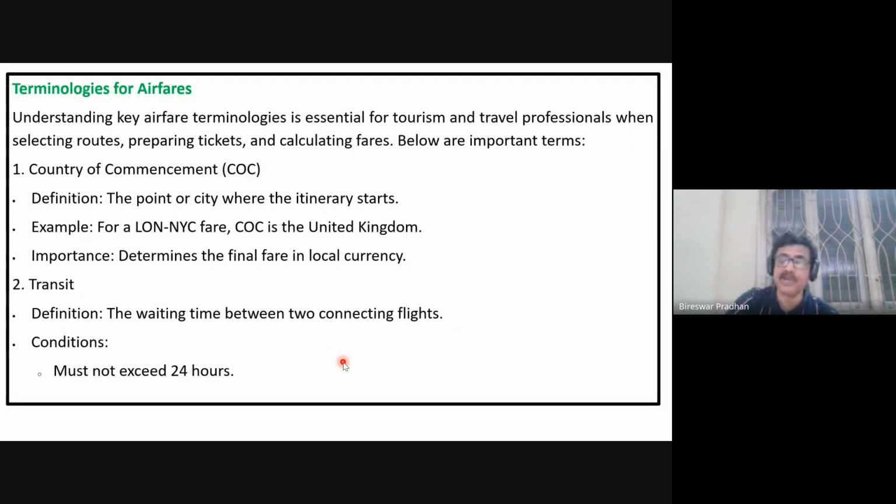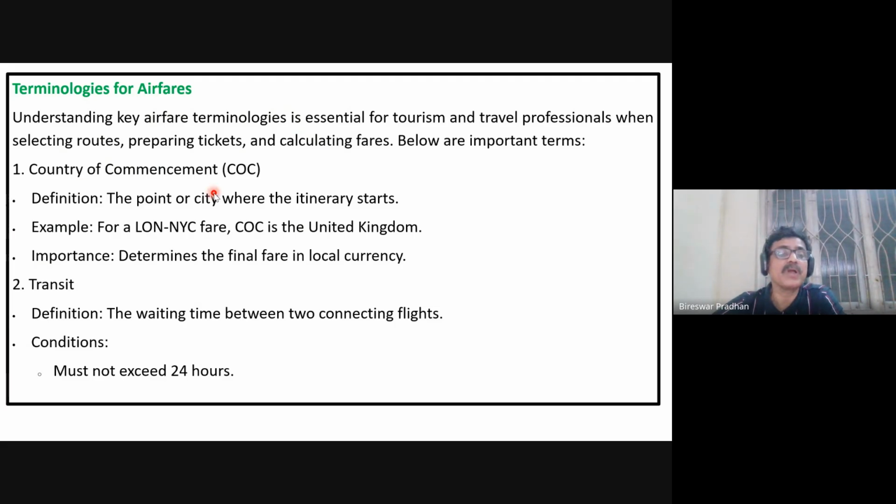Now, terminology for the fares. Understanding the key fare terminology is essential for the tourism and travel profession. That terminology is the guiding tool when selecting the routes, preparing the ticket, and calculating the fares. So whatever terminology comes, it should be understood and remembered. Below are the important terms.